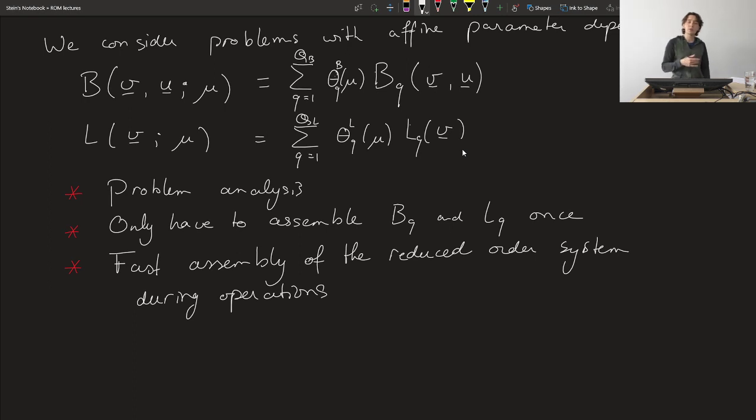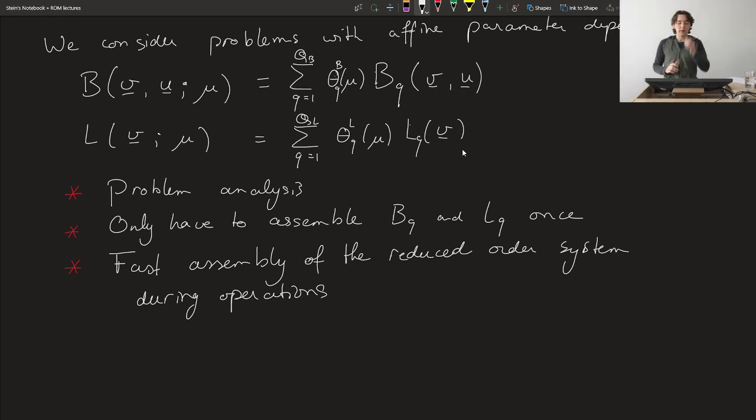You've already seen this a little bit in the second project, where I'm asking you to reduce the large mass and the large stiffness matrix into a very small mass and a very small stiffness matrix, which would only be a 4x4 matrix. Well, we can only do that for every possible parameter point if we have an affine parameter dependence that looks like that.